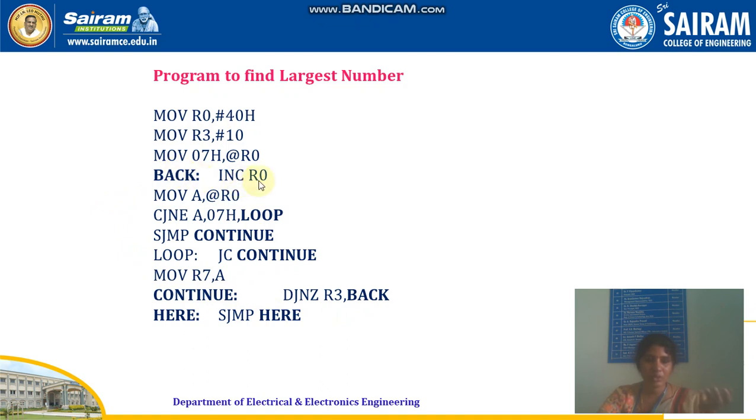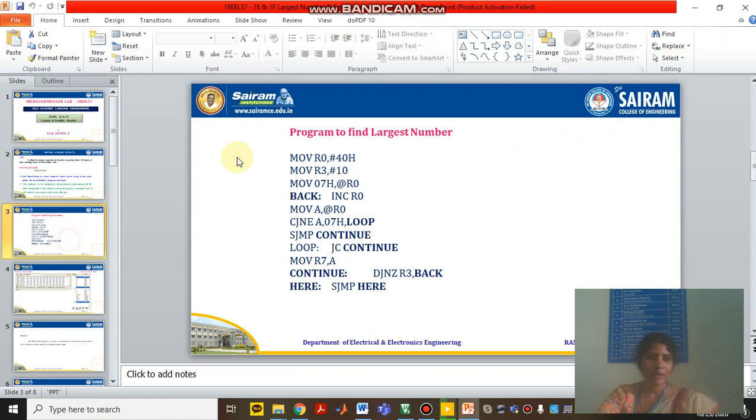So in the next location, what is the data available, that will be compared with the accumulator, that will be compared with your R7 content. Likewise it goes on. So here whenever the number is larger, only at that particular moment your content will get exchanged as over here. Suppose if it is not larger, then it will go for the next comparison. Now I will be showing the program execution in software.